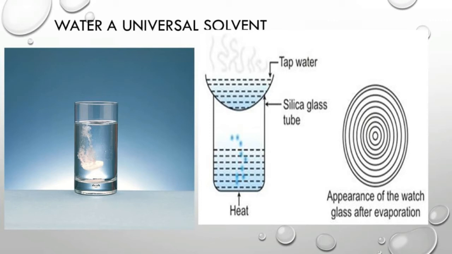We can see a number of concentric rings of solid matter deposited on the watch glass. These are the dissolved solids left behind after the evaporation of water. Salts, minerals, and impurities are the dissolved solids in water.